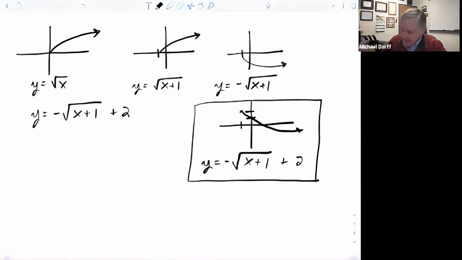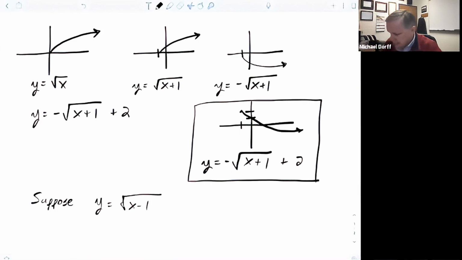Now, let's look at some variations on this. Suppose we had y equals the square root of x minus 1, plus 2. So this is different because what's under the square root is a minus 1.